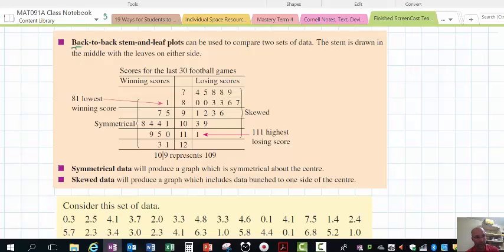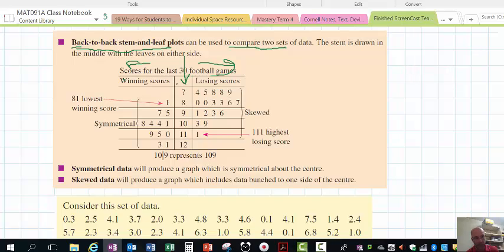A variation on what we can have is called back-to-back stem and leaf plots, which are more useful because they compare two sets of data together. When we're comparing data using a back-to-back stem and leaf plot, we can see the differences in the shapes and the skew. What you do is the stem is shared, but the leaves are in opposing directions.